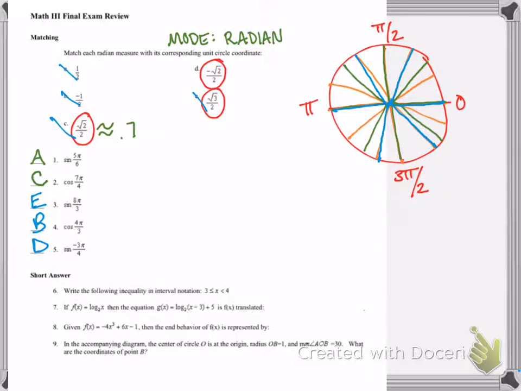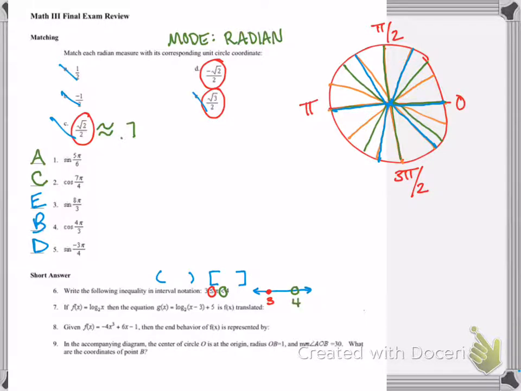Now for number 6, it says write the following inequality in interval notation. Remember, interval notation is a way to use either parentheses or brackets to indicate an interval. We talked about how you can have an inequality graphed on a number line, and remember we use closed circles if it's less than or equal to, so we're going to have a closed circle at 3, and we used an open circle if it is just less than. So we're going to have an open circle at 4.